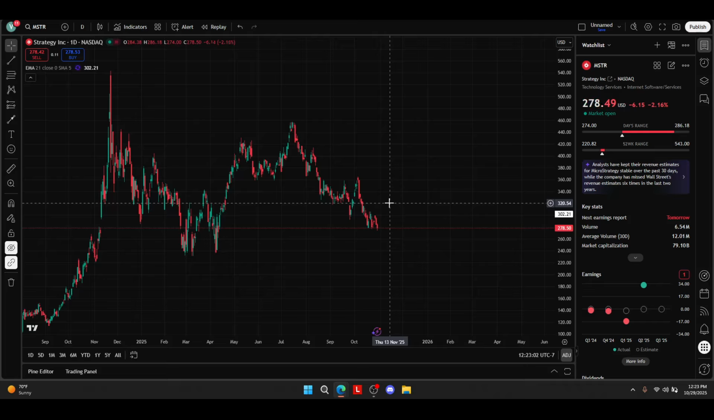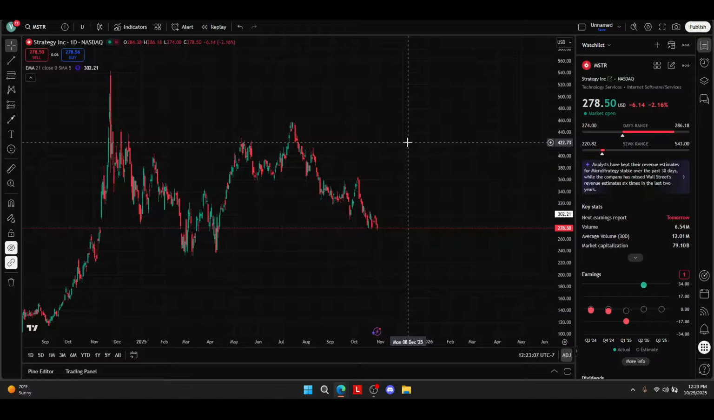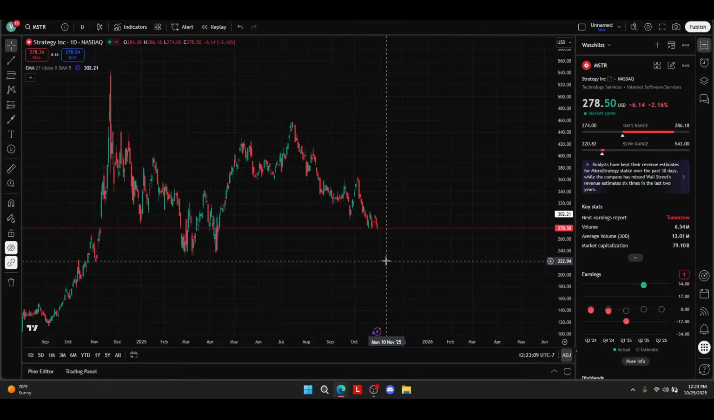But we need to see price get back above the 320s and then back above the 360s and then back above the 420s. There's a lot of resistance at those levels. So until we can start seeing the first level being cleared, you can't be bullish on this stock right now. It's in a downtrend, right? You can't say the trend has reversed.